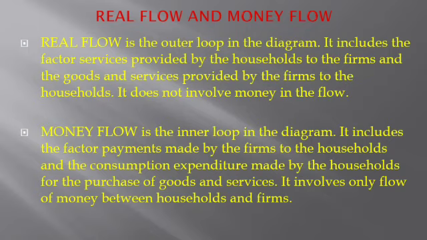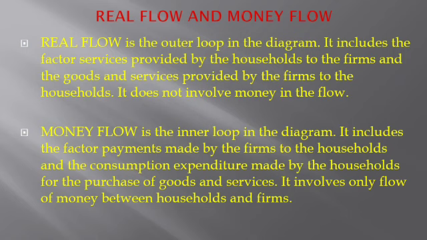It includes the factor payments made by the firms to the households, that is rent, wages, etc., and the consumption expenditure made by the households for the purchase of goods and services. So whatever factor incomes the households receive, they will spend that money for the purchase of goods and services, and that money is again going back to the firms. Now here in both the parts, both the transactions, we will see money is involved, and that is why this loop is called money flow. It is completely involving money. So this is money flow.